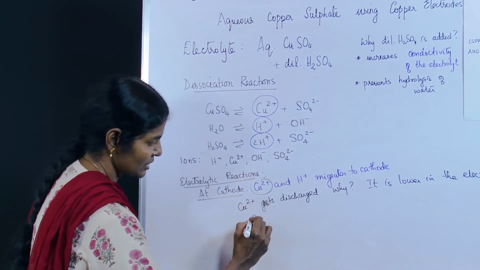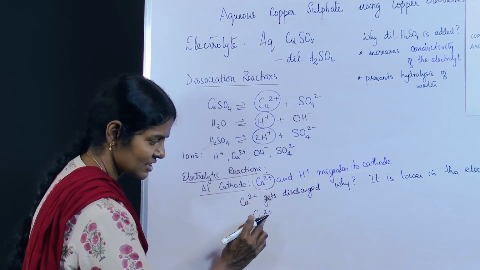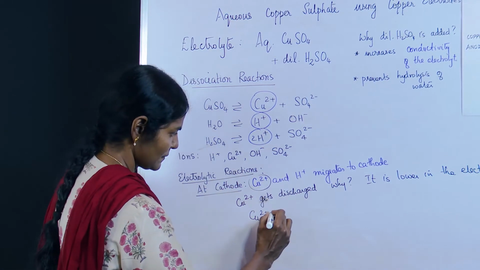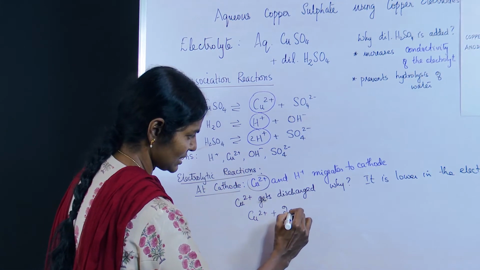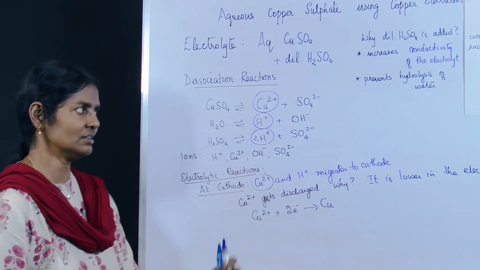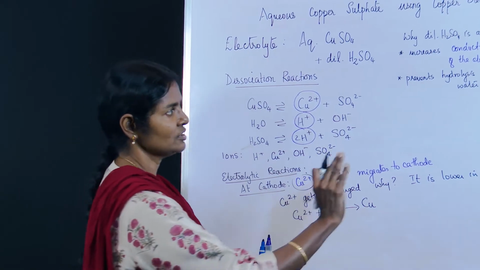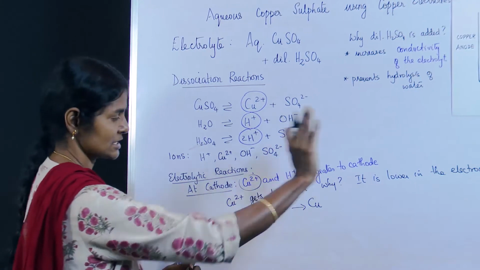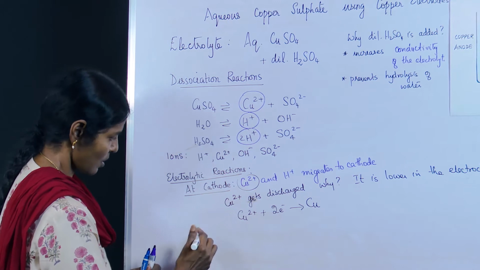As a copper ion, it is running short of 2 electrons. Therefore, it gains 2 electrons and becomes a neutral atom. This is what happens at the cathode. So, slowly at the cathode, it is getting deposited as copper.